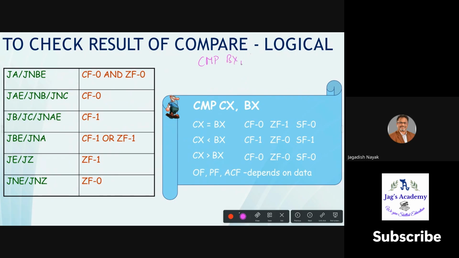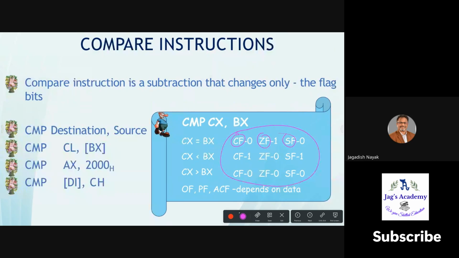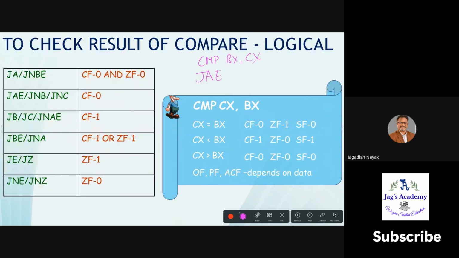Suppose I have an instruction, I'll just use compare Bx, comma Cx. If I have jump on above or equal, I will just give up, and my up is somewhere here. So what is the condition it is actually checking now?